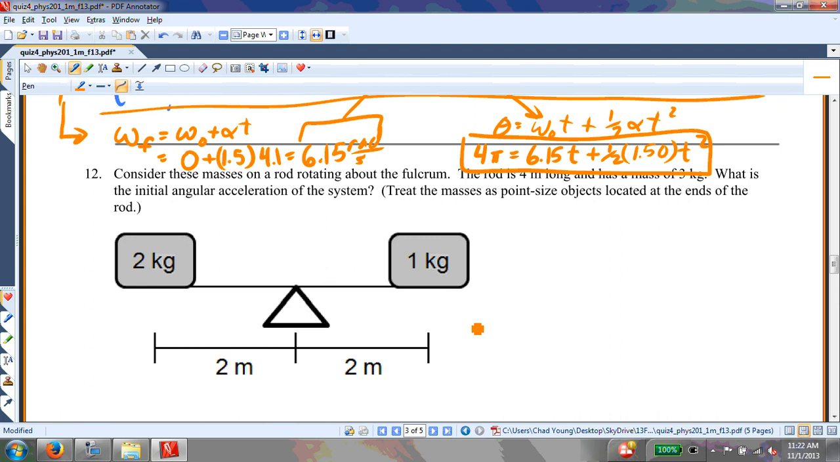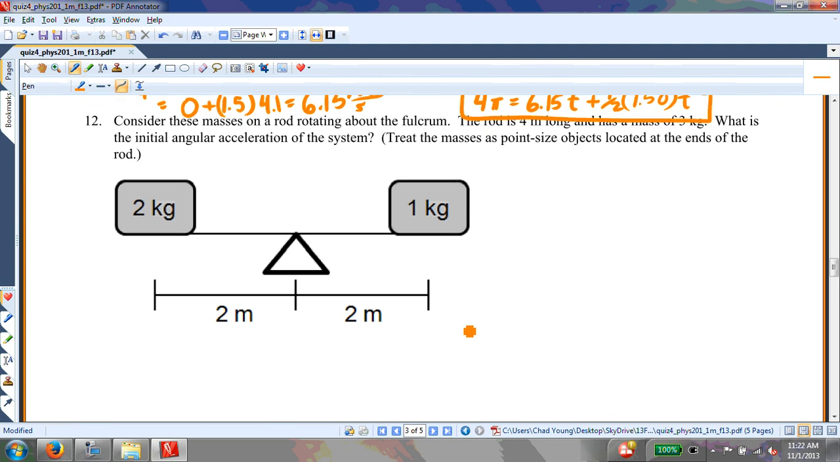All right, consider these masses on a rod rotating about the fulcrum. The rod's 4 meters, has a mass 3 kilograms. What's the initial angular acceleration of the system?